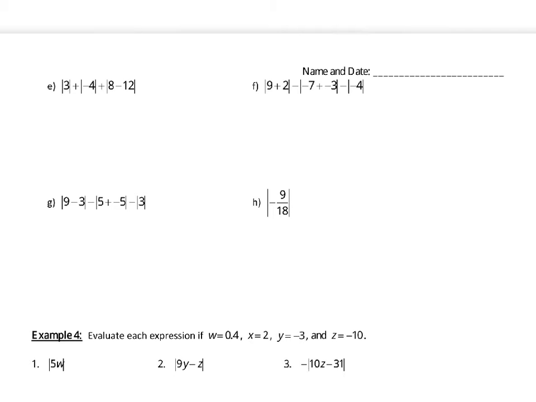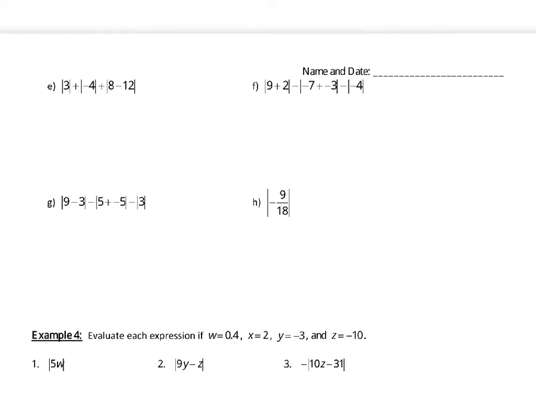I'd like to show you one more exercise from example 3, and that would be F. Once again, I'll treat it just like the other problem. I'm going to look inside the absolute values as if they were parentheses to try and focus my attention there first. I'll look at this one. 9 plus 2 is 11. The absolute value of 11 is 11. I'll carry down any negative signs that are in between absolute value symbols. Negative 7 plus negative 3 is negative 10. However, the absolute value of that would make it a positive 10. I'll carry down this negative sign, and the absolute value of negative 4 is positive 4.